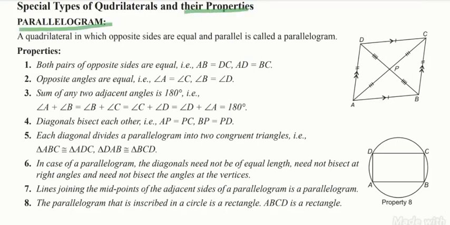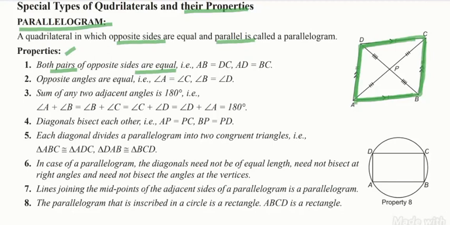So what is a parallelogram? A quadrilateral in which opposite sides are equal and parallel. Here opposite sides are equal and parallel. So what are the properties? The first one is both opposite sides are equal. That is only the definition telling you. So consider ABCD is a parallelogram. Then AB is equal to DC and CB is equal to DA.